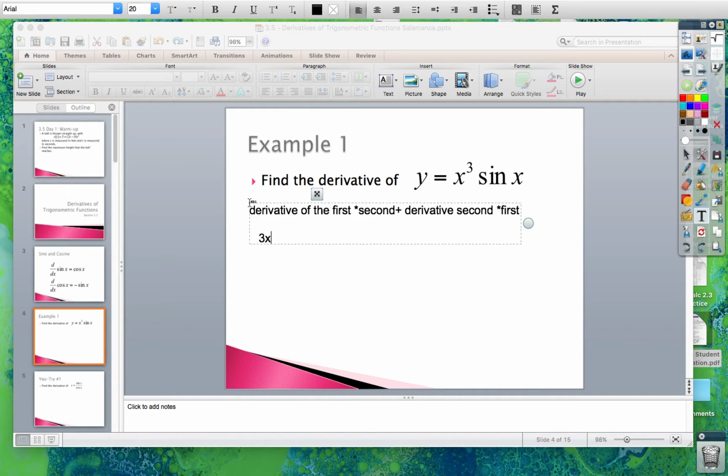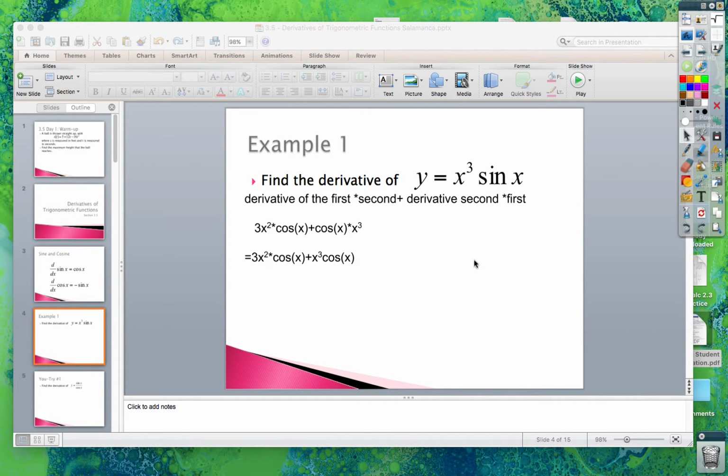Derivative of the first is 3x squared times cosine of x plus derivative of the second, derivative of sine x is cosine x, times the first. So that's x cubed. Rewriting this so it's cleaner, we are going to end up with 3x squared cosine of x plus x cubed cosine of x. And that's your derivative. So let's try another problem.